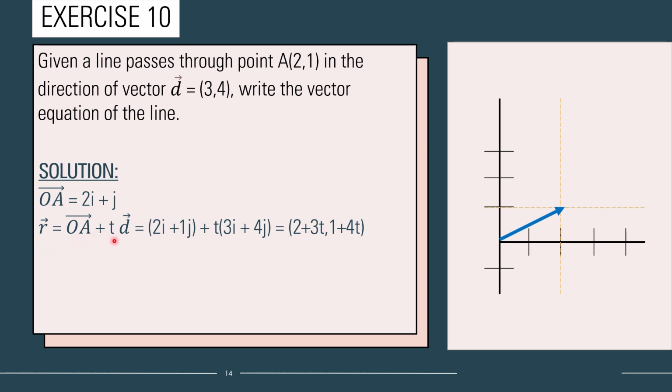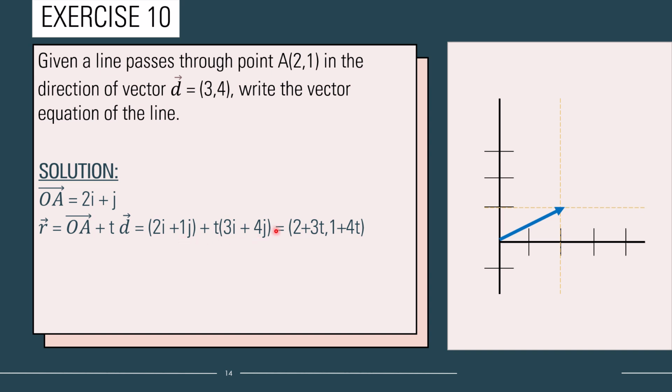In a generalized form we use the alphabet t, with the direction vector given to us as d. So this is a direction. The point through which the line passes is added with the direction. Now that direction has a generalized element that we're going to find out. So OA is 2i plus j, plus t times d, which is 3i plus 4j. When you solve it, you get 3ti plus 4tj.